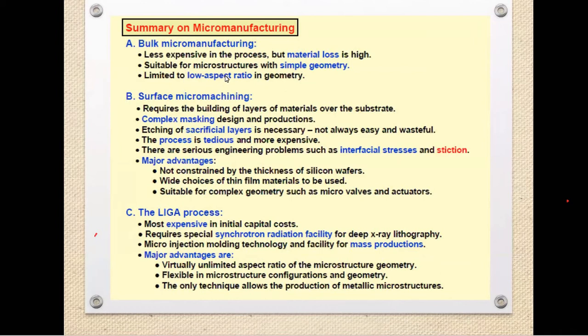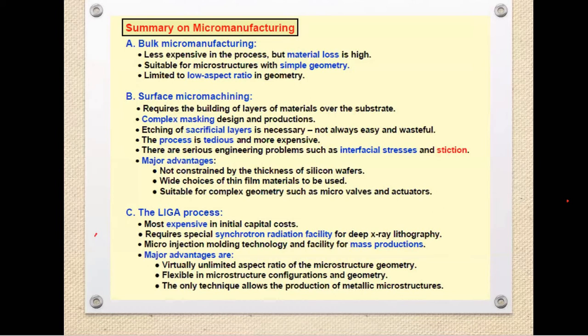So this is the aspect ratio. This means if the length is increasing in bulk manufacturing, we have to increase the thickness also comparatively. So it is limited to low aspect ratio. But if we are increasing the length of the microstructure, then we have to increase the thickness comparatively. So it is limited to this one. The surface micro machining requires layers of materials over the substrate, as we have discussed, and we are able to produce complex masking design and production.